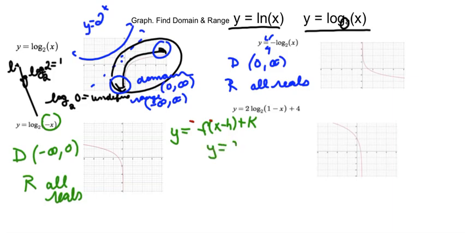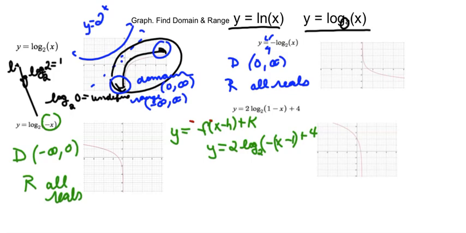I'm going to come up with y is equal to 2 times the log base 2. I'm going to first write it right. I'm going to take out a negative from here. And if I took out a negative, that's really x minus 1 plus 4. So I took out a negative there to start out. Well, the 2 just makes it steeper.